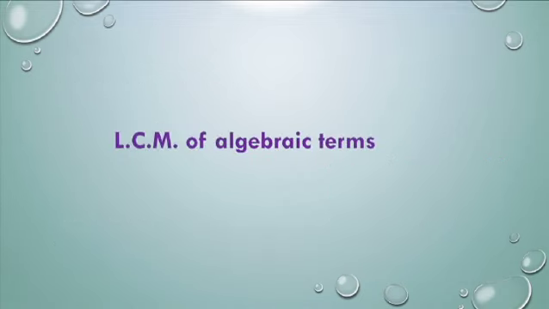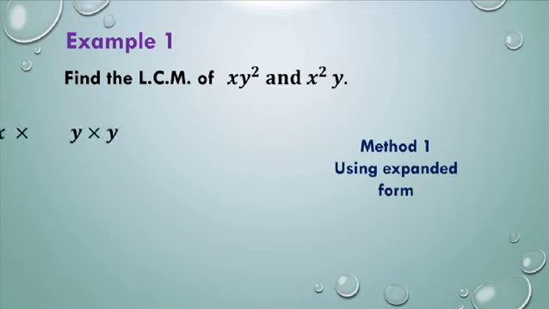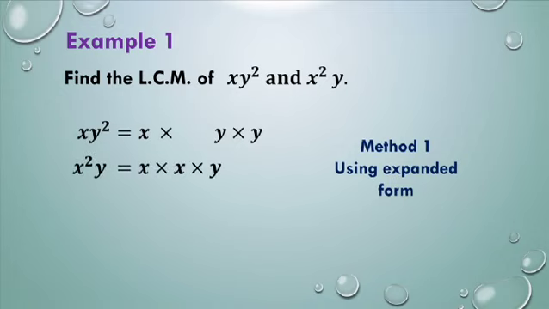Now we move on to LCM of algebraic terms. The first example. Find the LCM of xy² and x²y. We're going to use the first method, that is expanded form. So xy² can be written as x times y times y. x²y can be written as x times x times y.